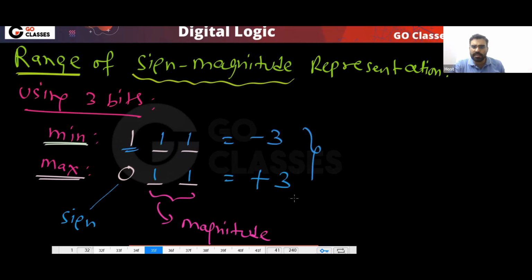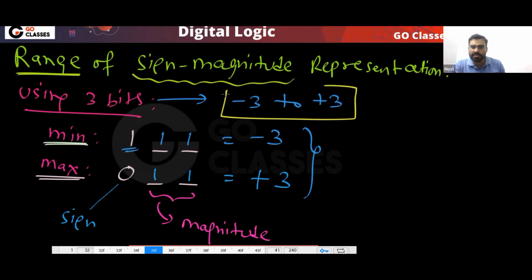So this is the range I can represent. Using 3 bits, the range is minus 3 to plus 3. How many numbers are in this range, minus 3 to plus 3? In total 7 numbers. You can check it out. Using 3 bits we can represent only 7 numbers.